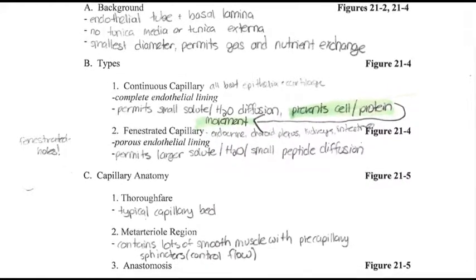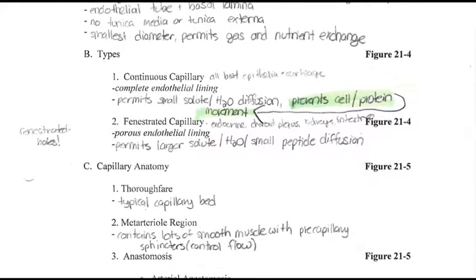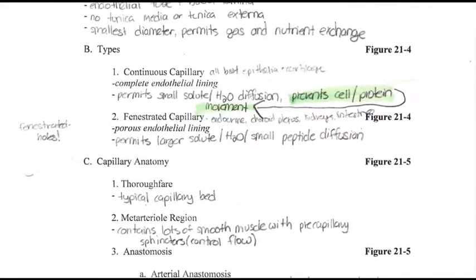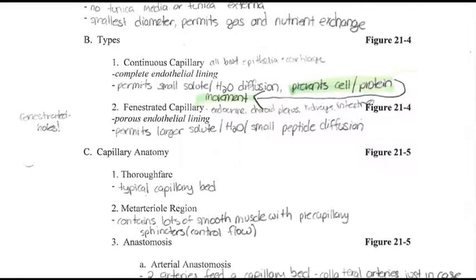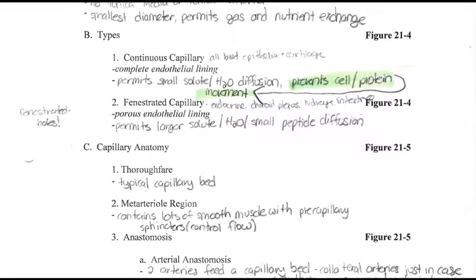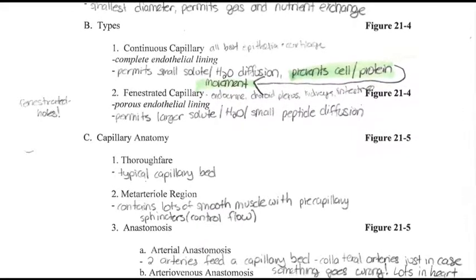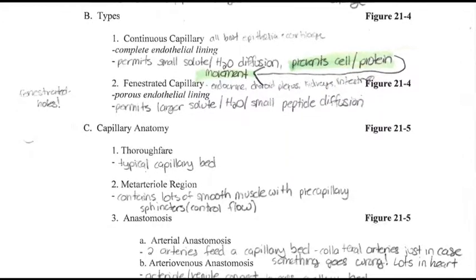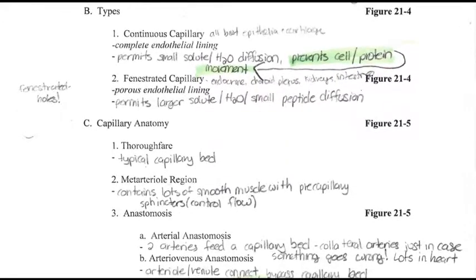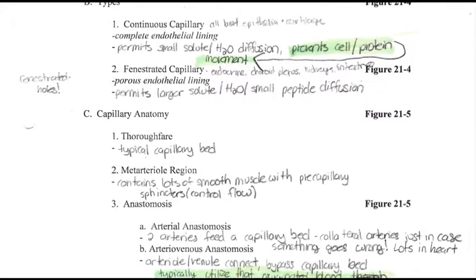Fenestrated capillary. These are found in endocrine organs as well as the choroid plexus, the kidneys, and intestines. A fenestrated capillary is a porous endothelial lining. Fenestrated capillaries permit larger solute, water, and small peptide diffusion.